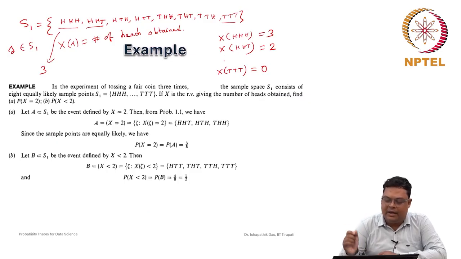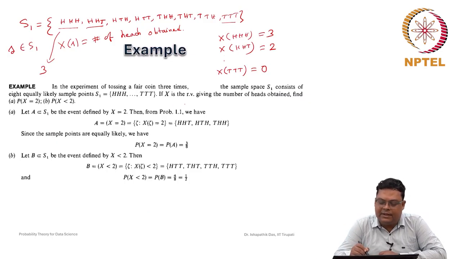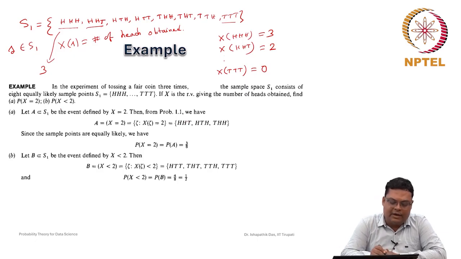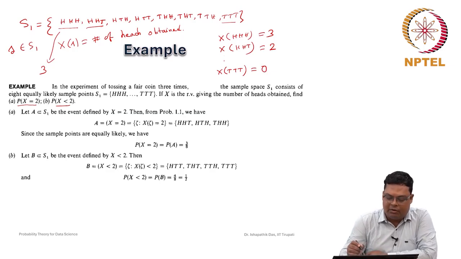Here it is asked that if x is the random variable giving the number of heads obtained, find the probability of x equal to 2 and x less than 2. First we have to understand what it means that x is equal to 2 and what x less than 2 means. Then we can compute this. We know this notation, we have already discussed it, but again we will do it. So, what is x equal to 2?